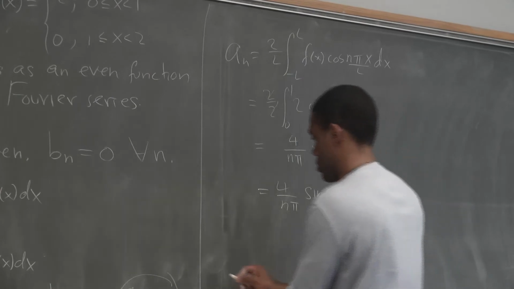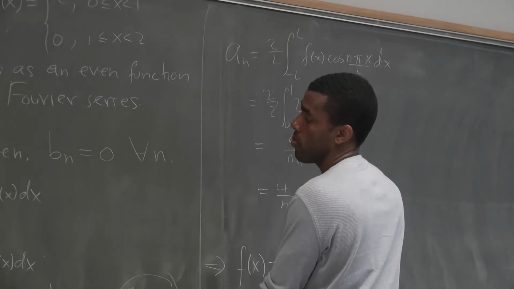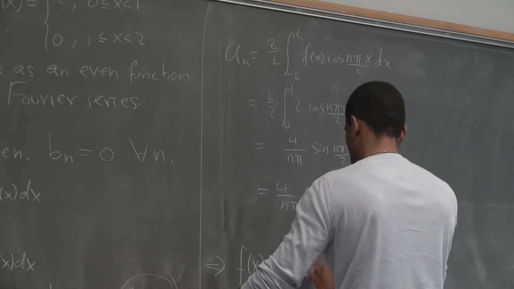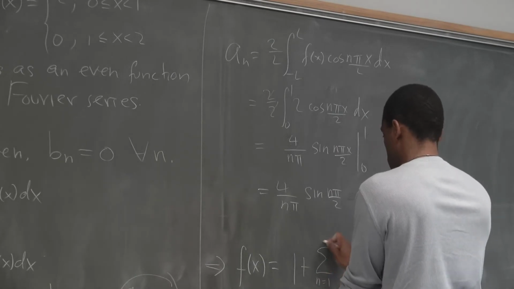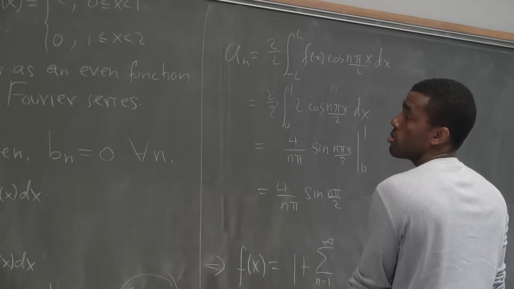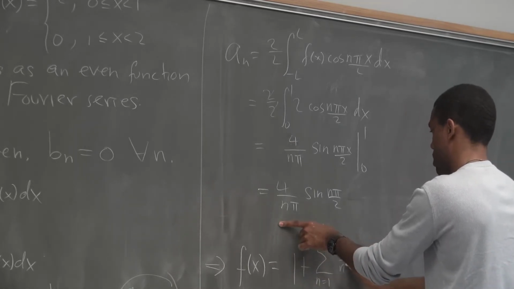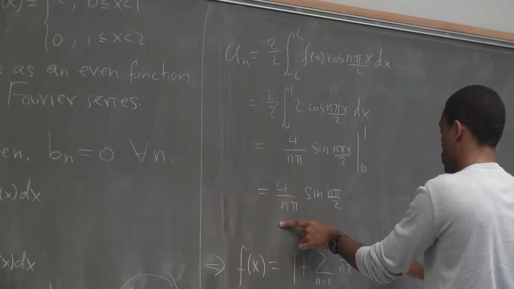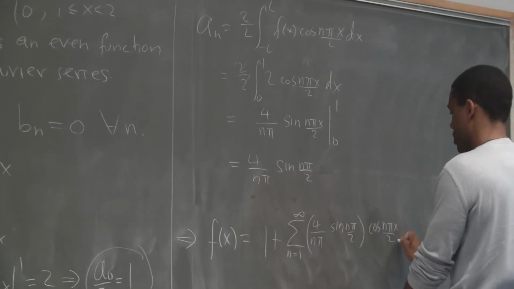Okay, and so this means f of x equals 1 plus the series, n goes from 1 to infinity of this guy, 4 over n pi sine n pi over 2 times cosine n pi x over 2.